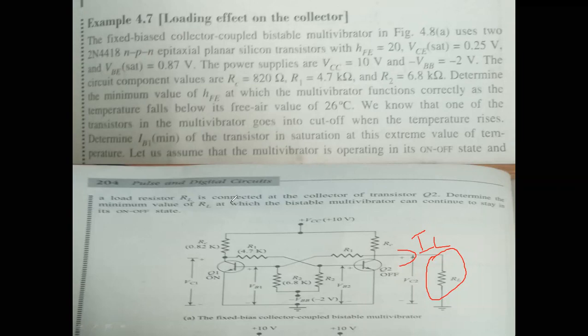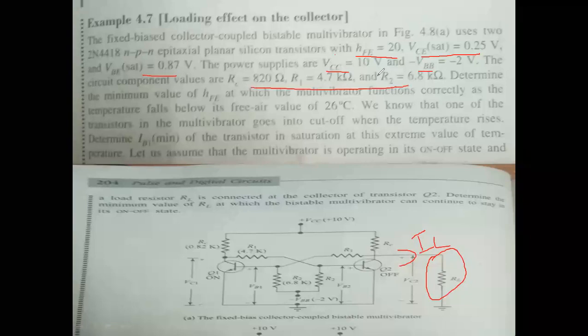Once see the question. Note down the values they have given. Then we will start with solving it. Once see this question, what they have given. They have given the beta value, saturation voltages, the power supply, and the resistance values.